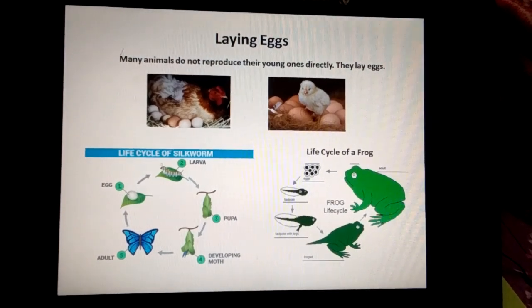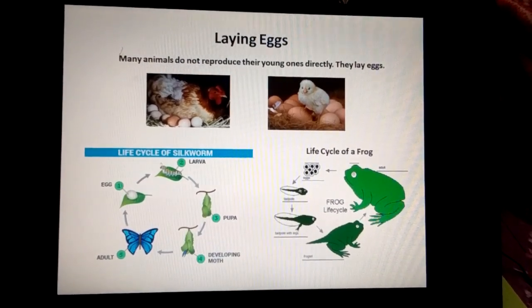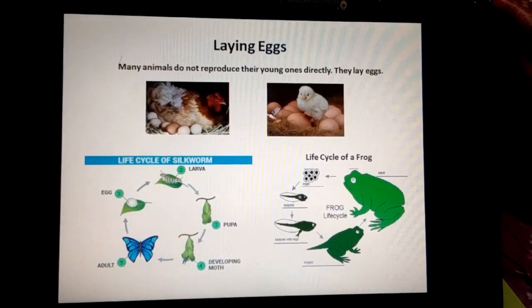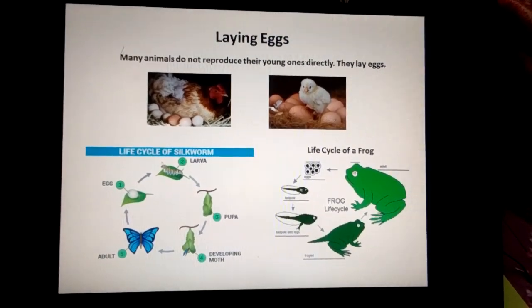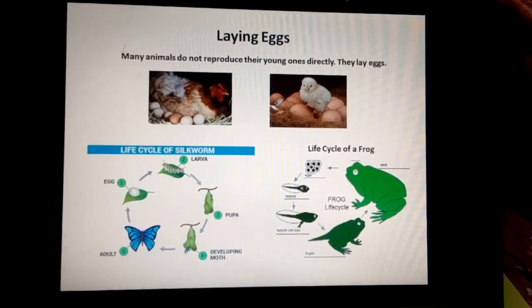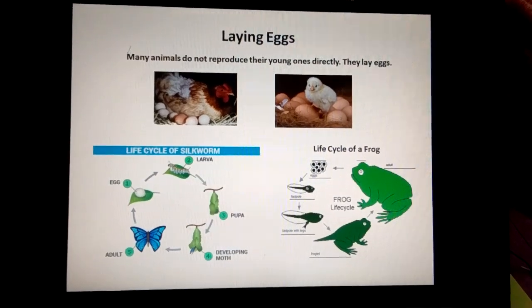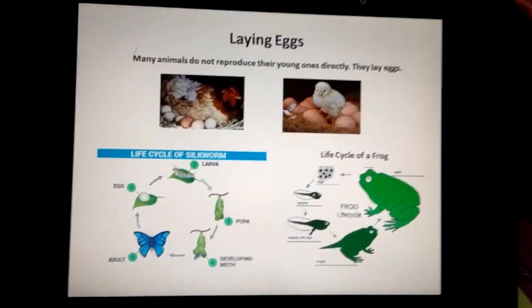Let us see the life cycle of a frog. Here, the life cycle of a frog consists of 4 stages: egg, tadpole, tadpole with legs, and adult frog. Drastic changes come in the tadpole to become an adult frog.